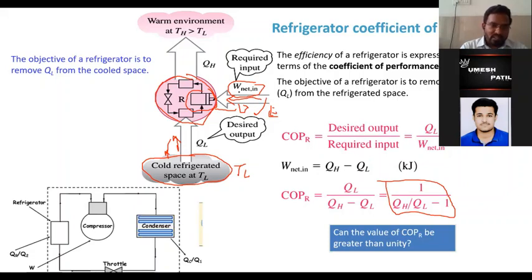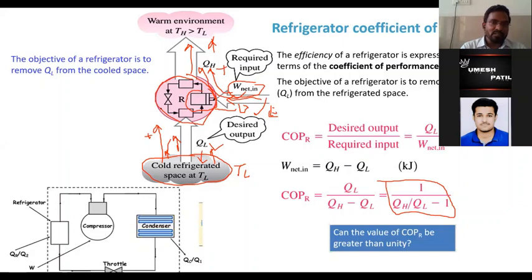So when you provide some work input to the system, the refrigerator will convert some part of that work again into heat. So it has absorbed some heat from here, it has converted some part of work into heat, and it adds those two heats, and the addition of those two heats will be rejected to the atmosphere. So if you compare the heat absorbed from here and heat rejected to atmosphere, the heat rejected to atmosphere is always greater than the amount of heat absorbed from the body.